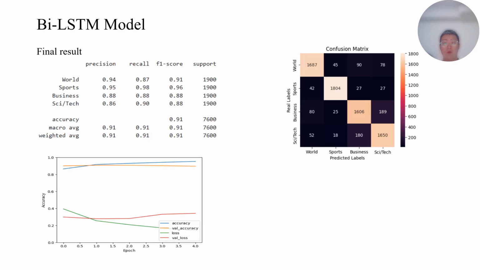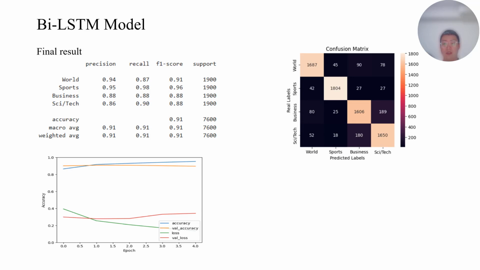In the BI-LSTM model, we add dropout. This is a regularization technique used to prevent overfitting in neural networks. It works by randomly deactivating a fraction of neurons during training, forcing the model to learn more robust features. We set the dropout rate at 0.25.